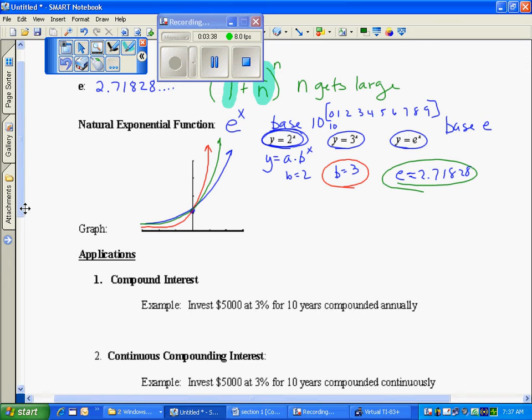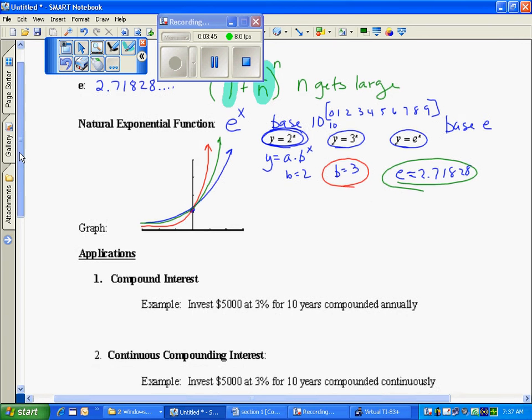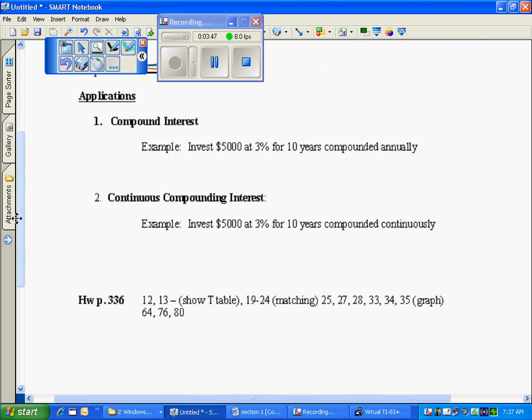So e is a very, very important number that we want to know about because we're going to use it when we do our applications, and it has to do with compound interest and so forth. So we have two ways to compound. One would be annually, which would be one time a year. And we have this thing called continuously. That would be every millisecond, just over and over and over again. Obviously, you'd want your money to be compounded in this way.